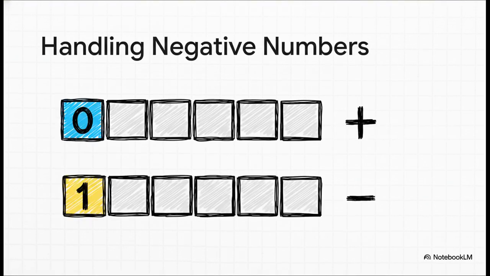So, what about negative numbers then? Well, computers don't just stick a minus sign in front of the bits, they use a much more clever trick. Usually, they'll reserve one bit, often the very first one in a byte, to act as a sign bit. If that bit is a 0, the number's positive. If it's a 1, the number's negative. It's a really neat system that lets the computer handle both positive and negative values using the same basic rules.